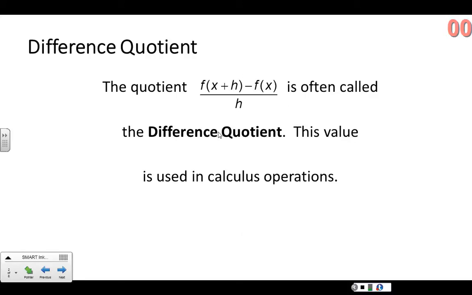It's often called the difference quotient. This value is used in calculus operations. Actually, to work this problem, you're going to do 3 steps. You're going to find f of x plus h, which means you're going to put x plus h in for x in your original function. Minus f of x means you're going to subtract the original function from that. The third step, you're going to divide h out of what's left over. So this is just a 3-step process of how you find the difference quotient.